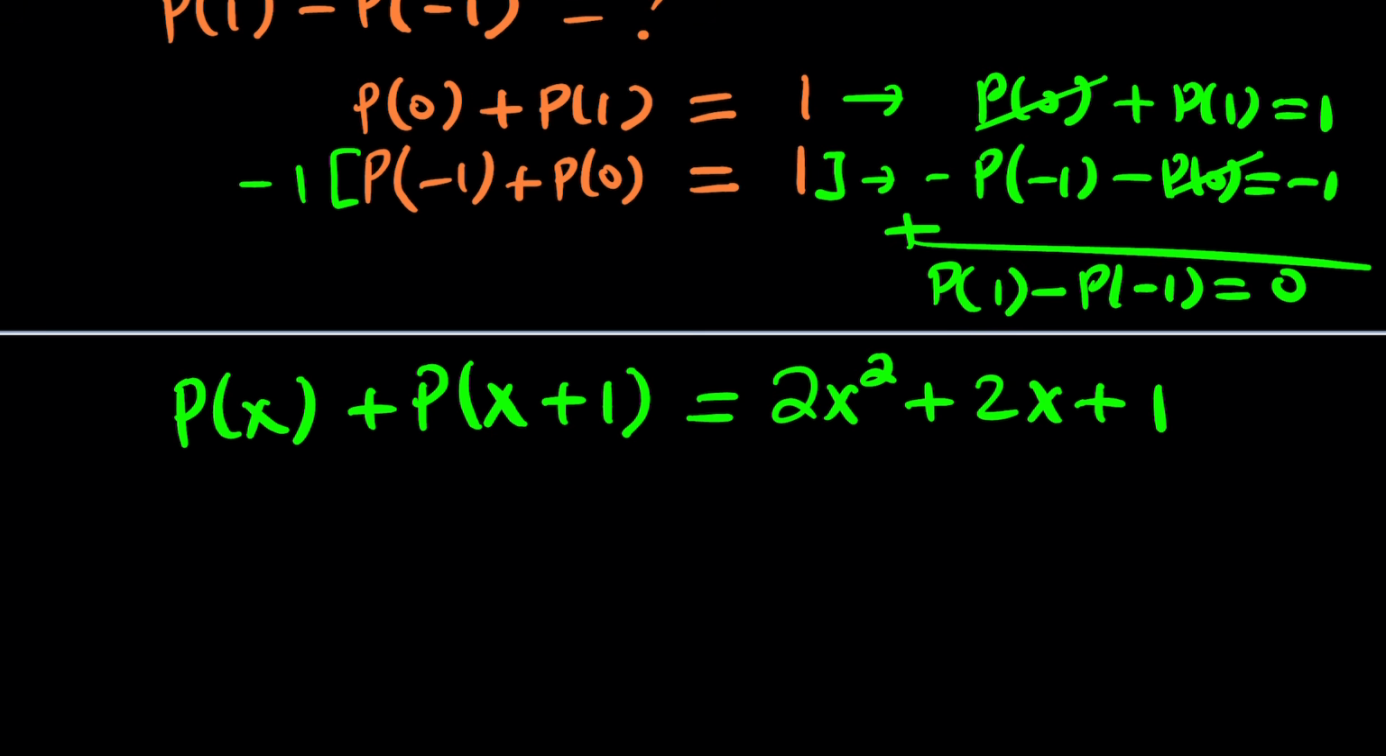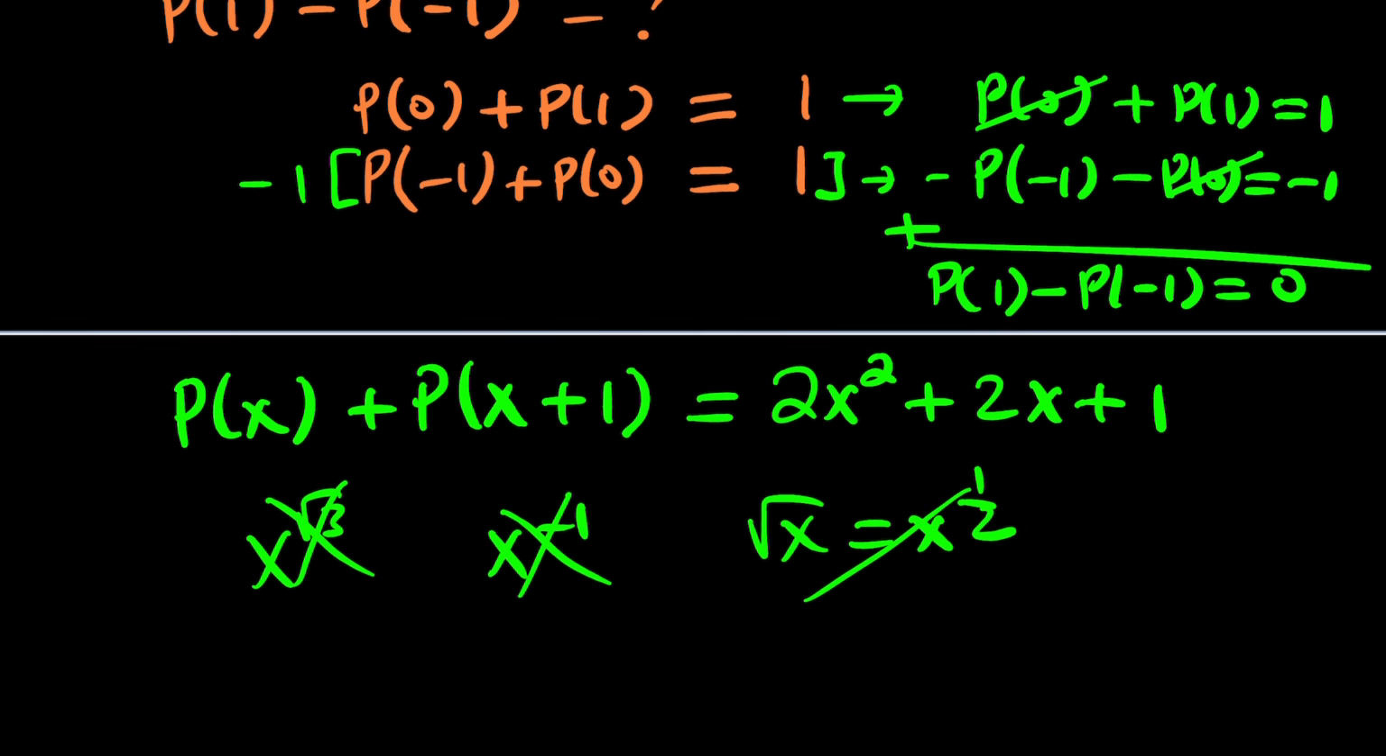So polynomials are special functions where the powers of x have to be non-negative integers, which means you can have x to the power 0, which gives you the constant term. You can have x to the power 1, x to the power 2, x to the power 3, but you cannot have anything like x to the power square root of 3. You can't have x to the power negative 1. You can't have square root of x because that would mean x to the power 1/2. None of these are polynomials.